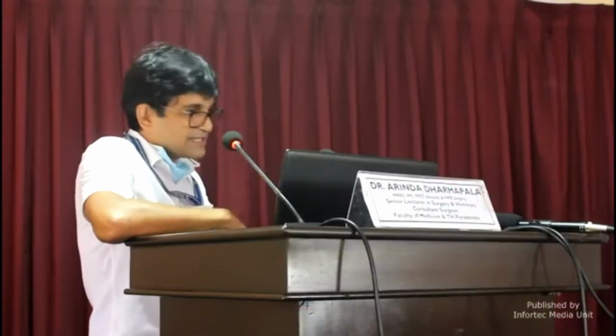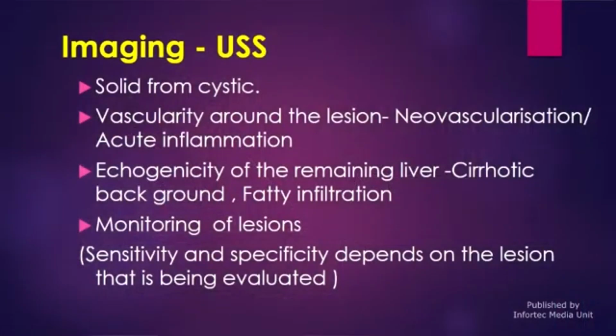Now this is the flow chart. Nobody can remember this flow chart. I just put the flow chart, right? Now with the imaging, we are not radiologists, but as a physician or as a doctor, what we can grasp from an ultrasound scan is whether the lesion is solid or cystic. We can look at the vascularity of these lesions. They will also tell us the echogenicity of the remaining liver, so that will give us a clue whether it's a cirrhotic background, a fatty background, or a normal liver. Right, and ultrasound scan is also very important in monitoring these lesions, right?